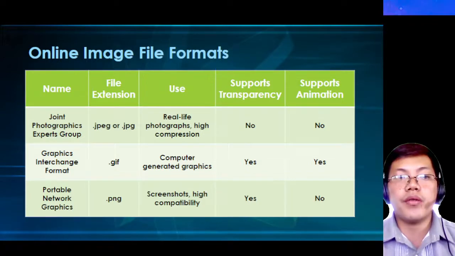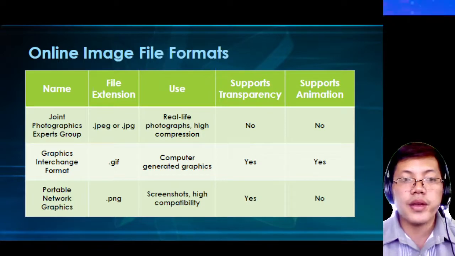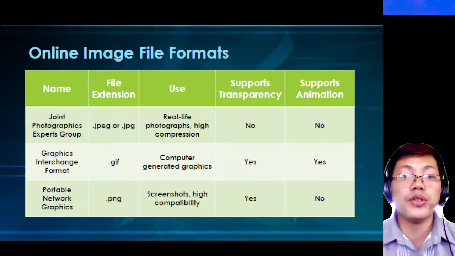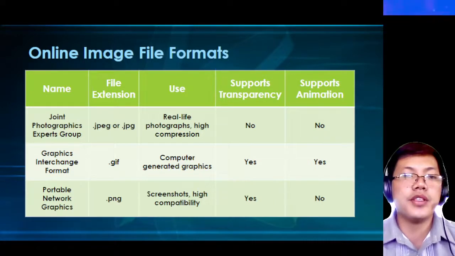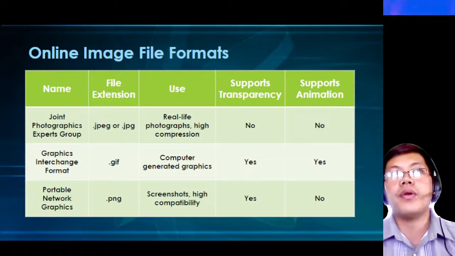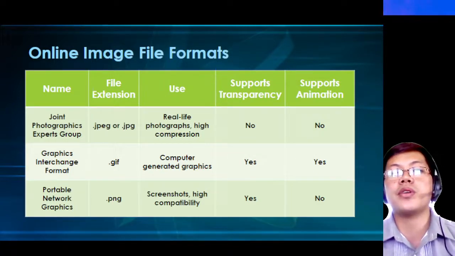For GIF, or Graphics Interchange Format, its file extension is .gif. Some of its uses are computer generated graphics. It also supports transparency, and it has some animations on it. This is the only image file format which allows animations. So you see some photos that are animated. Those are examples of GIF.